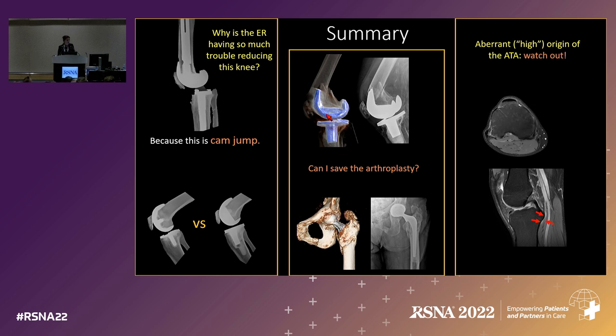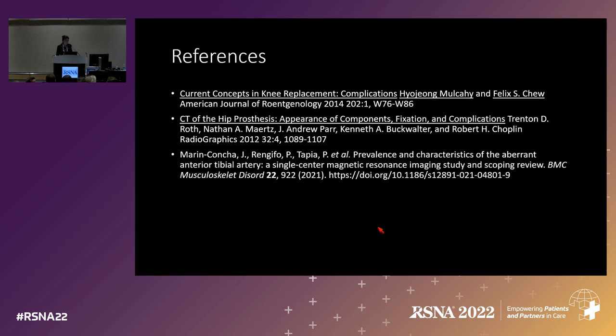Is it comminuted up against it or is it not? Does the fracture go through the arthroplasty or is it incidental? And watch out for that high origin of the anterior tibial artery. Even if this patient isn't up for surgery yet, put it in the impression because they may need surgery in the future and it's good for them to know about it. So a couple of references for you there. All right.